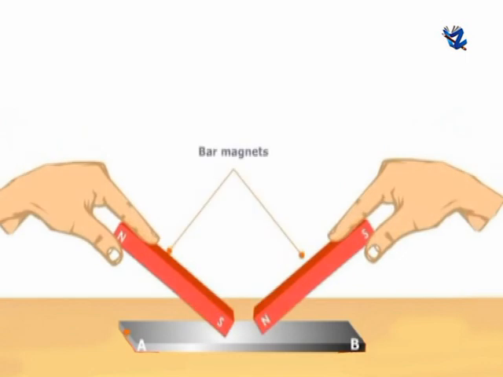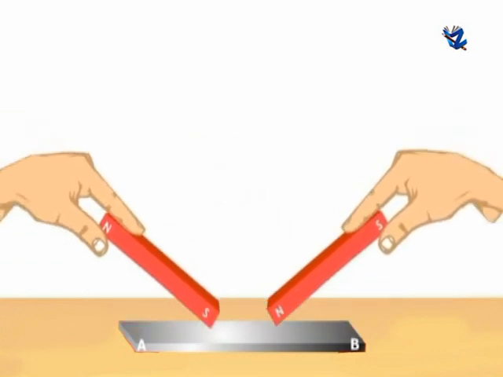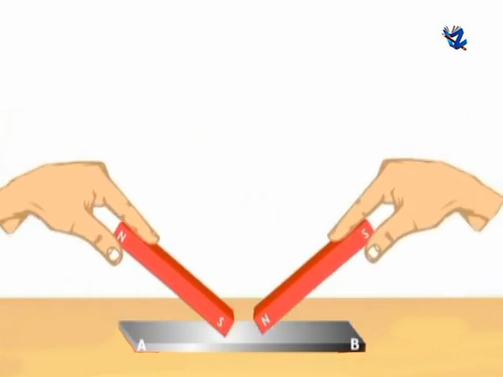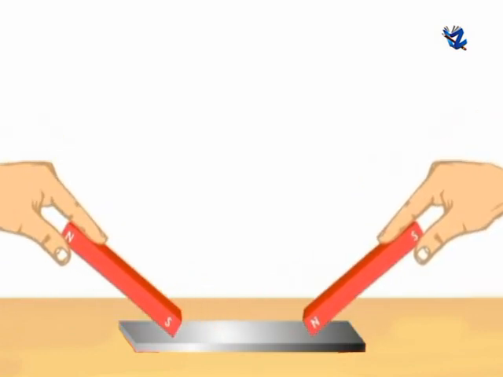Now, another method. Place a steel bar on a table. Take two bar magnets. Place two opposite poles of the two bar magnets at the center of the steel bar. Drag these poles apart, one to the A end of the steel bar and the other to the B end. Repeat this 15 to 20 times.